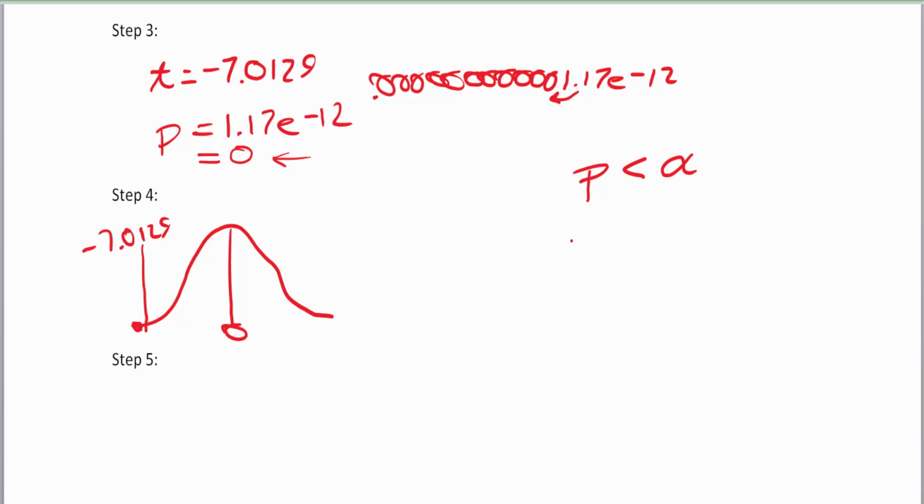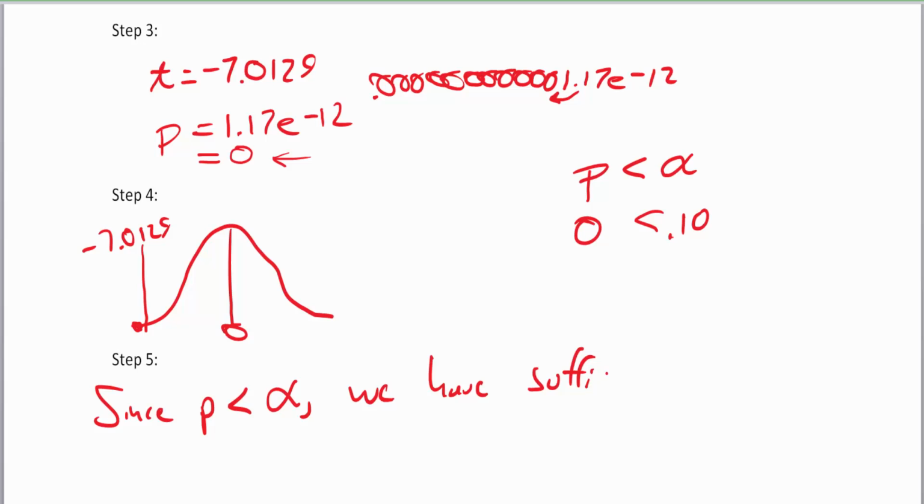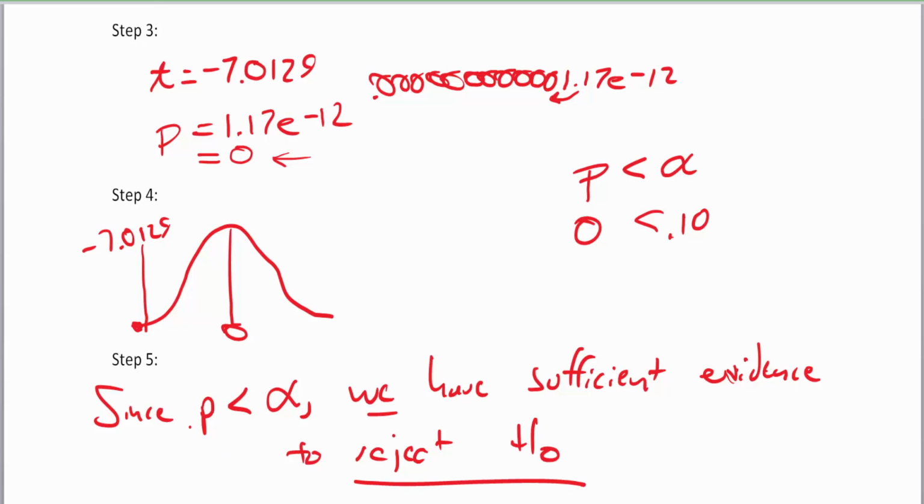So the p-value here is going to be close to 0, so we call it 0, and this alpha is, I don't care. I mean, 10%, sure, but it doesn't matter. You can make alpha whatever reasonable amount you want. Step 5 is still going to be, we're going to reject this thing since p is less than alpha. We have sufficient evidence to reject the null hypothesis. See, we reject the null hypothesis.